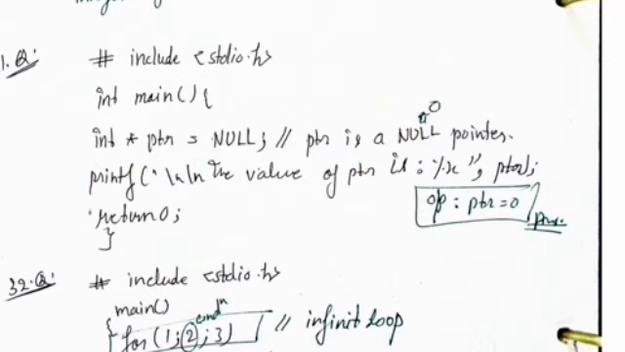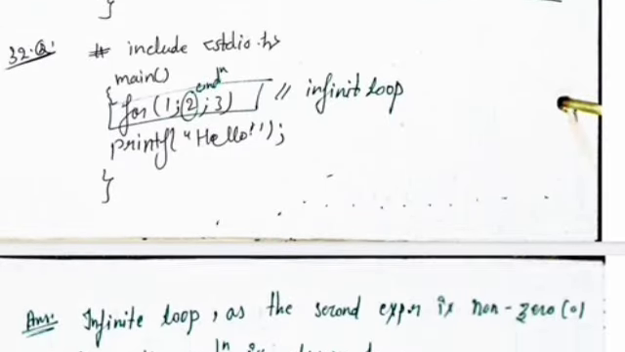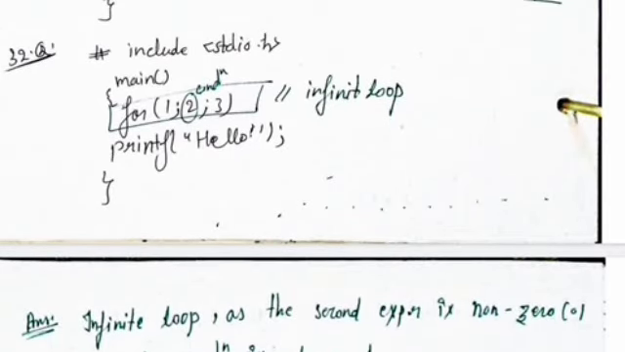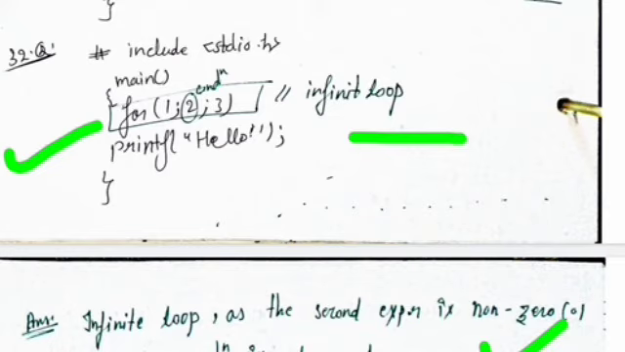Now come to the next question, question number 32. Here the program is given like: for loop with 1, terminate 2, terminate 3, print hello. So what is the output of this program? The output of this program is an infinite loop. Why? Because the second expression is non-zero, that is 2. Hence the condition is always true and it is executed an infinite number of times. Now come to the next question.